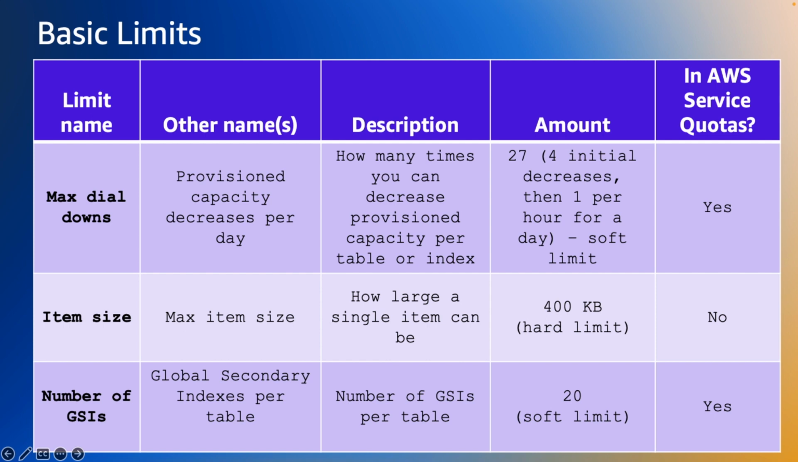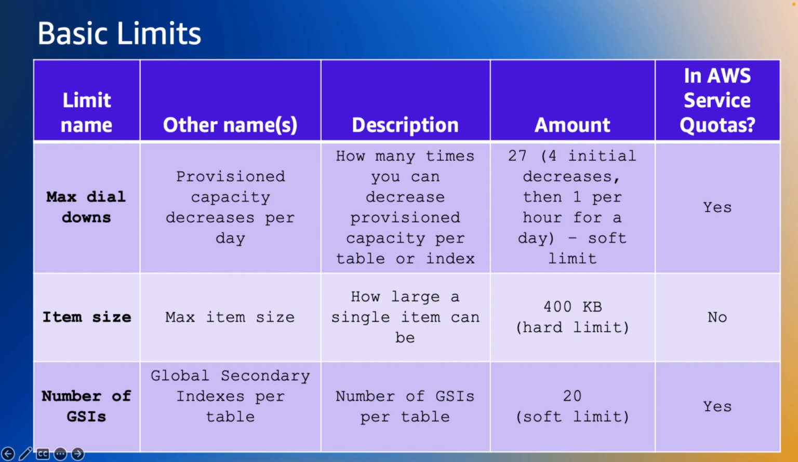Now, max dial downs is the number of provisioned capacity decreases per day. You can have 27. That means you have 4 initial decreases. This is the default, 4 initial decreases. So in a UTC calendar day, the first 4 will just be able to be done immediately. And then we limit you to 1 decrease per hour until the day rolls over. And when it's the next day, you get 4 more, which you will burn first. Once those first 4 are used, then you can do 1 decrease per hour. You can always increase your capacity, go from 10,000 to 100,000 units, but dial downs are limited to that number.